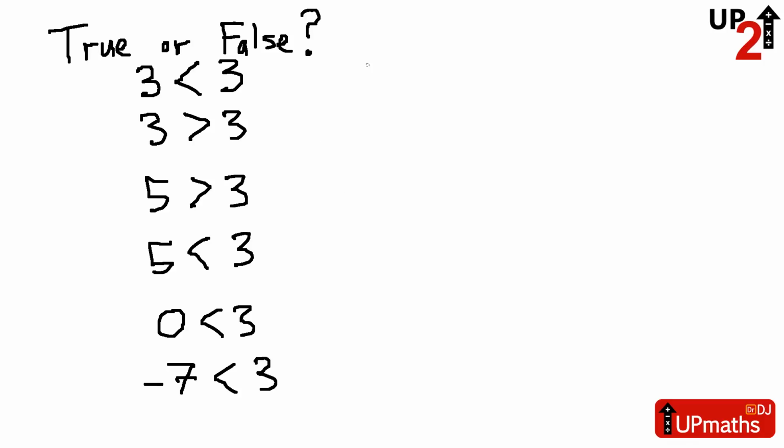Okay, true or false? I like true. So pause this if you want to have a go in your own time. Okay, 3 isn't less than 3, is it? Because 3 equals 3. And 3 isn't greater than 3 because 3 equals 3. But 5 is definitely more than 3. But 5 isn't less than 3. 0 is definitely less than 3.